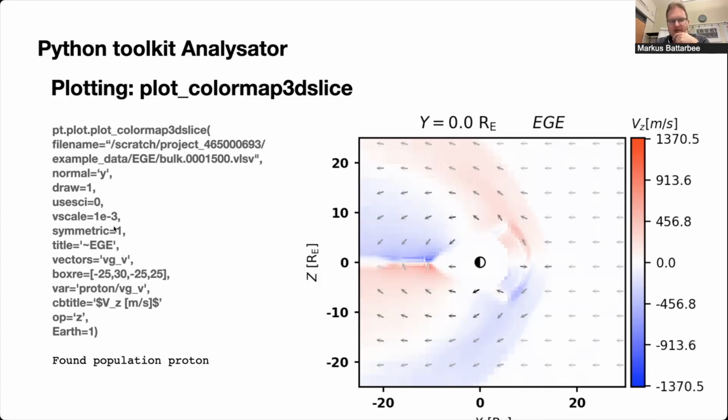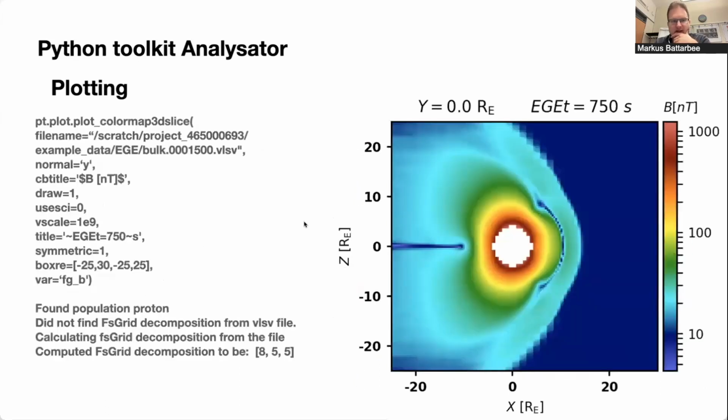So this is just a subset of various things that you can tell a colormap 3D slice to do. Let's see, here we have, this is also from EGE, normal is again Y, but what we've now done is we've scaled using 1e9, and the variable is the FSgrid variable magnetic field. So this file does have the FSgrid variables. So using the scaling, we go from Tesla to nanotesla in units.